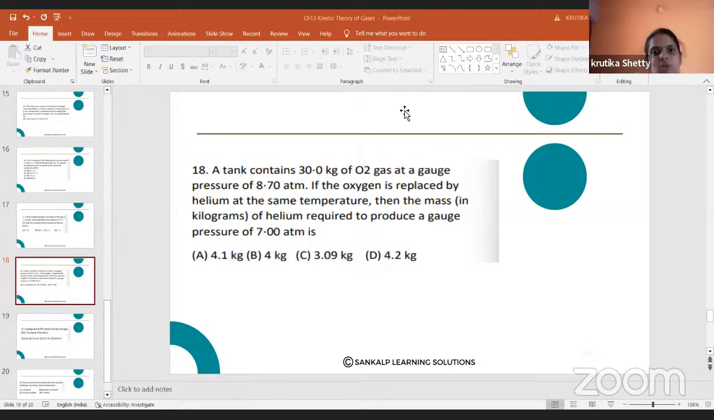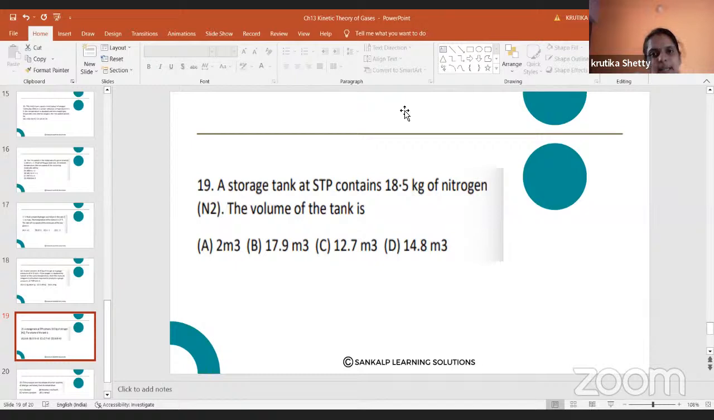Okay, a storage tank at STP contains 18.5 kg of nitrogen. The volume of the tank is... use PV is equal to nRT. In that you need to calculate V. So how to do this? See here, m is given as 18.5 kg.